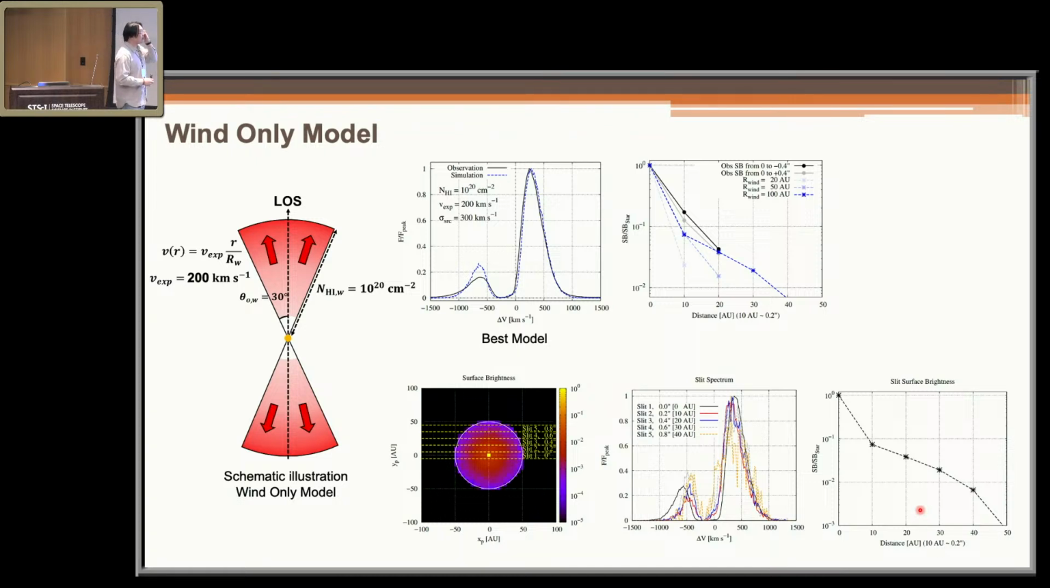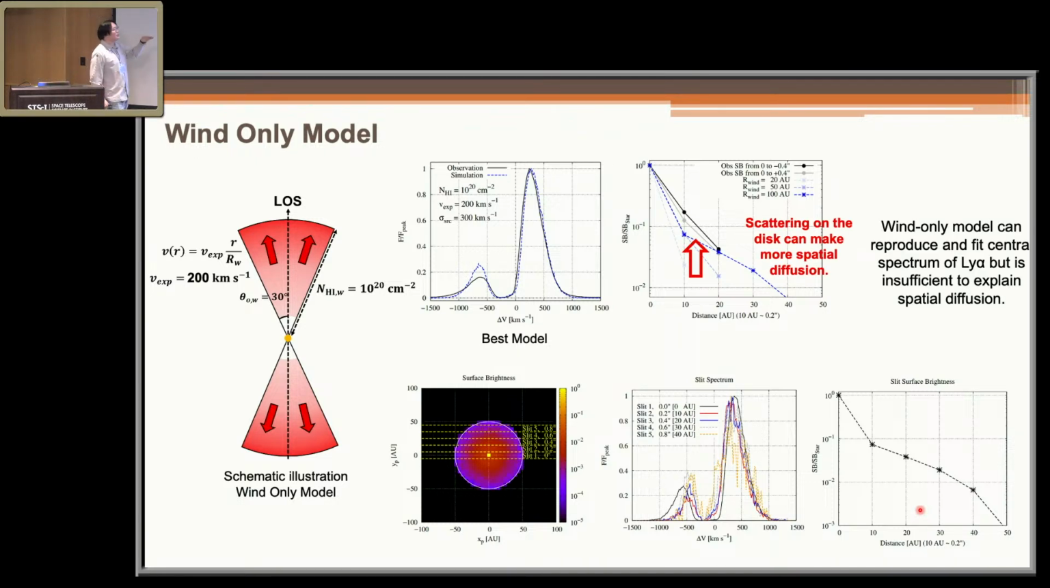So this blue dashed line represents the simulated slit surface brightness for various wind sizes. The surface brightness looks like it is reproduced well, but at the 10 AU point, the simulated result is always less than the observational result. So I think scattering on the disk can make more spatial diffusion. The wind-only model is good at reproducing the Lyman alpha profile, but to reproduce the spatial diffusion of the Lyman alpha, we need disk scattering.